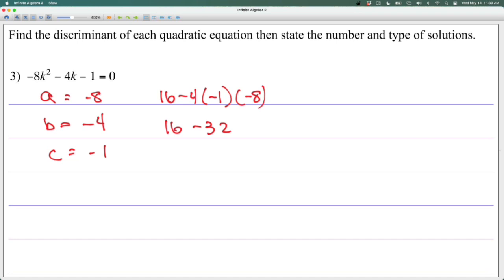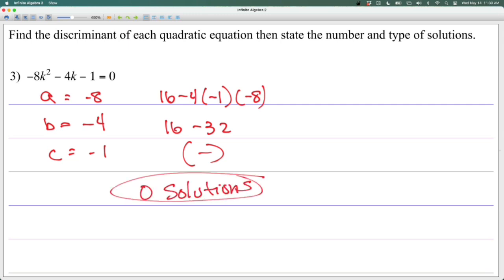I don't even, at this point, calculate it. Is 16 minus 32 a negative or positive answer? Negative. I don't even need to know what the answer is. It's negative, so how many real solutions do I have? 0 solutions. If you were to graph that, how many times would it cross the x-axis? 0. No times. I would suggest that you're writing some notes down so you know how we got these done.